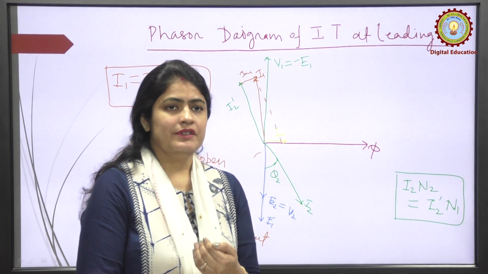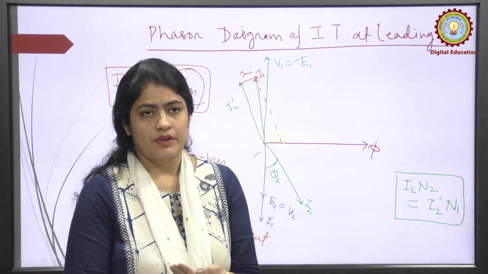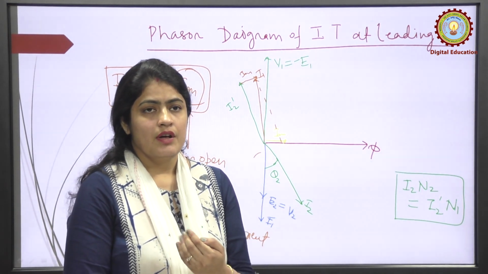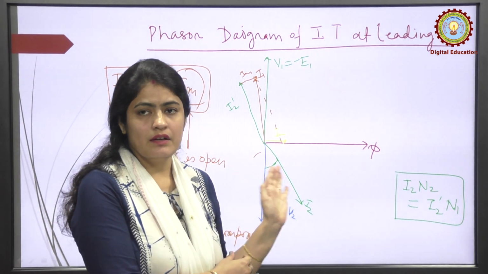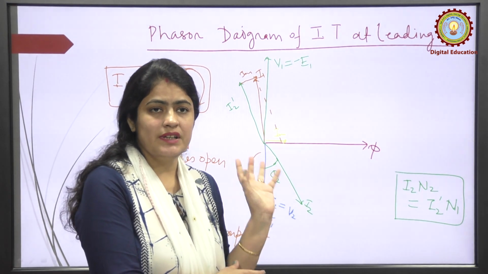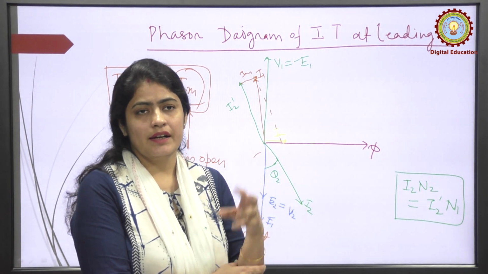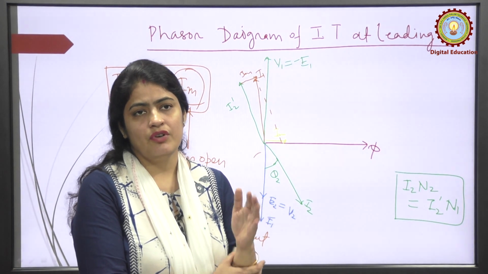Okay. So, in the next class we will see how the practical transformer behaves. In the practical transformer, the assumptions which I have taken in the ideal transformer, we will incorporate one by one.